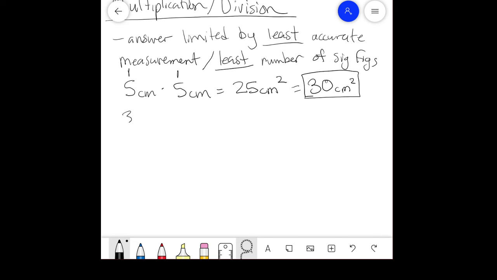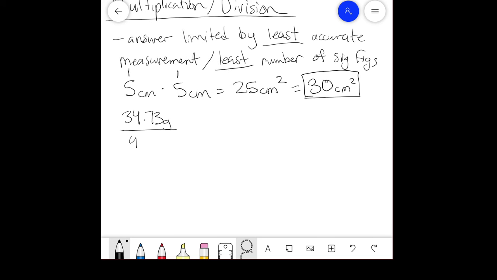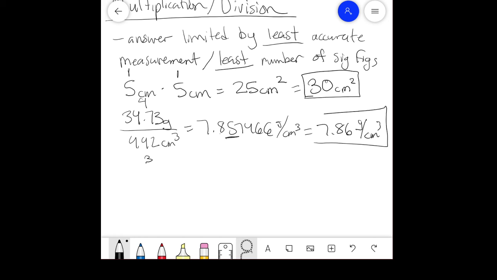Same thing for division. 3 grams divided by 4.42 centimeters cubed. So you get 7.85746 grams over centimeters cubed. But the top number has 4 sig figs. The bottom number has 3. So we're going to limit our answer to 3. So 1, 2, 3. That's 7. We'll round that 5 up. So we have 7.86. So that is multiplication and division rules for sig figs.